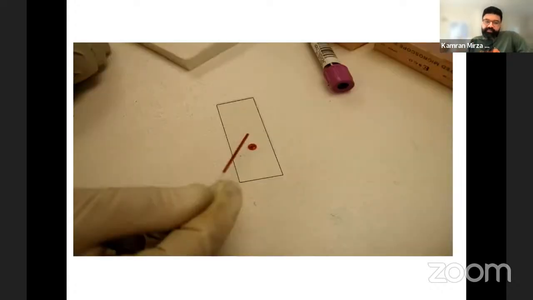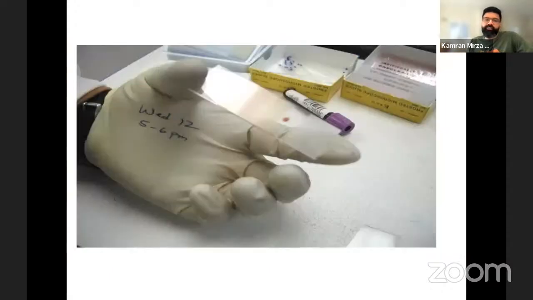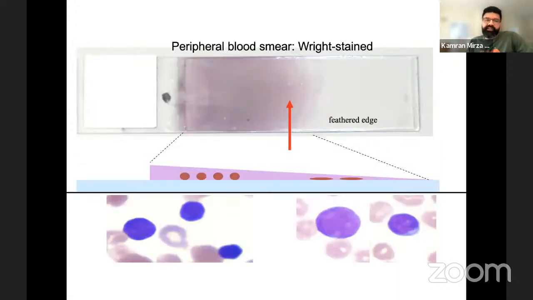The way you make a blood smear is by putting a little dot of blood on a slide, and then you take another slide and you move it across. When you move it across, it smears all of the blood. You can look at the particular area in the blood smear and you can see beautiful cells.